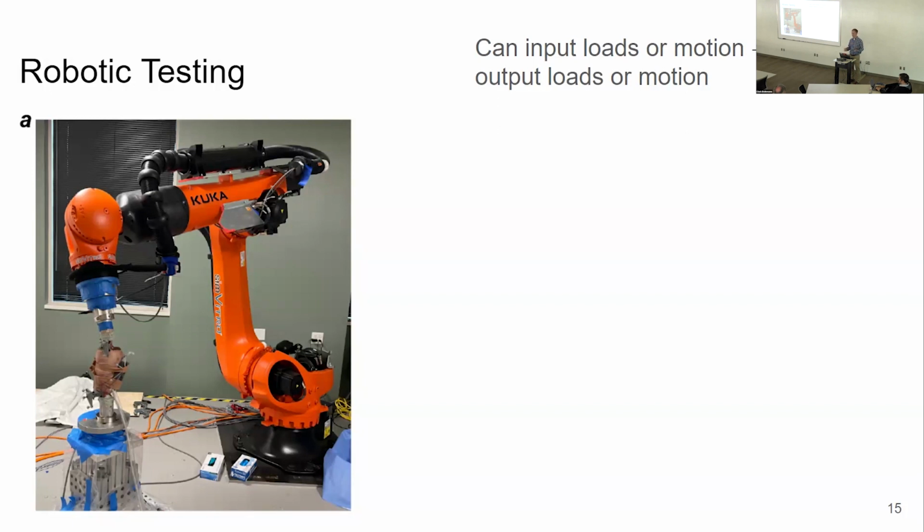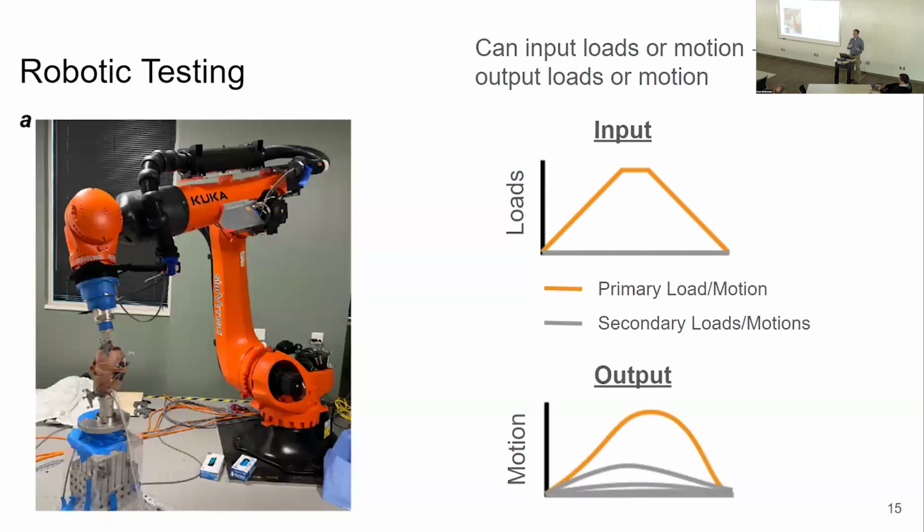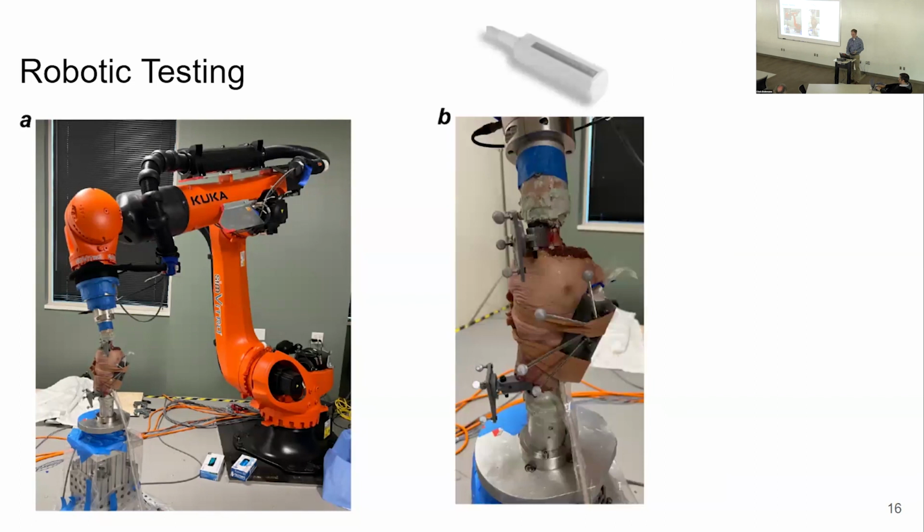So it's really nice to be able to do the laxity tests that I said before. Okay, apply this load to the knee in this direction. So you have one primary load, and then say all other loads should be 0. And then it can also output the loads or motion. So if you prescribe this load, it tells you how much it actually deflected, or how much it translated in both the primary direction that you prescribed and also the other directions. So it's a pretty cool tool that we have.